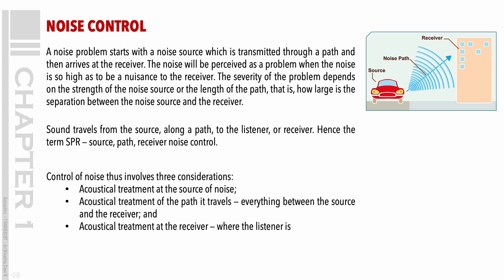The noise will be perceived as a problem when the noise is so high as to be a nuisance to the receiver. The severity of the problem depends on the strength of the noise source or the length of the path, that is, how large is the separation between the noise source and the receiver. Sound travels from the source, along a path, to the listener, or receiver. Hence the term SPR, source, path, receiver. Noise control. Control of noise thus involves three considerations.